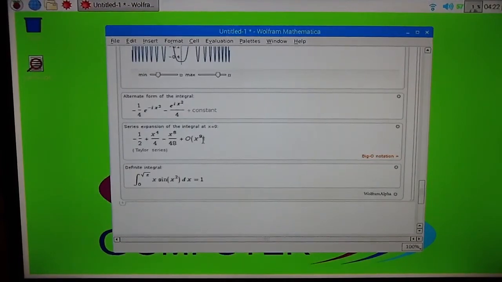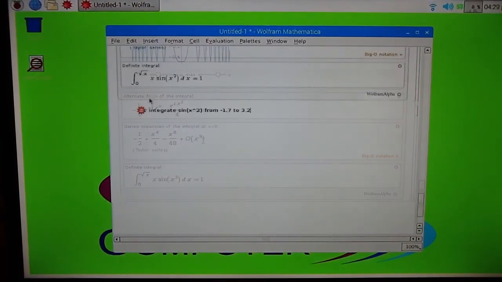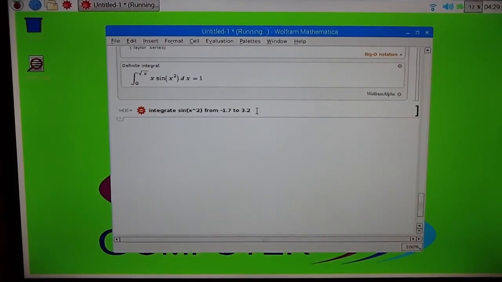And then I'm going to show you now something that's even more remarkable. Of course, the reason you want the antiderivative is you want to use the fundamental theorem to actually calculate a definite integral. So here's a problem. Integrate sine of x squared from minus 1.7 to 3.2. And I'm going to hit the return key, and now I'm going to let it do it.